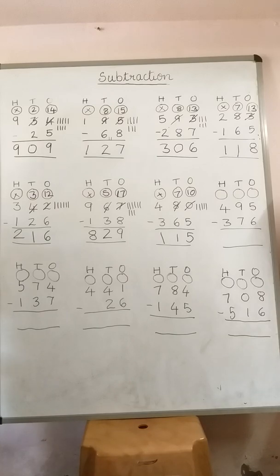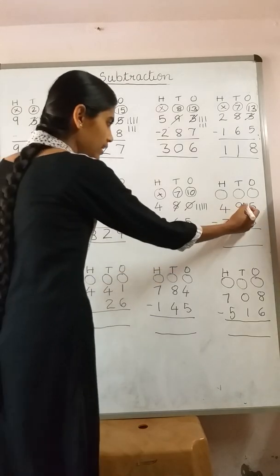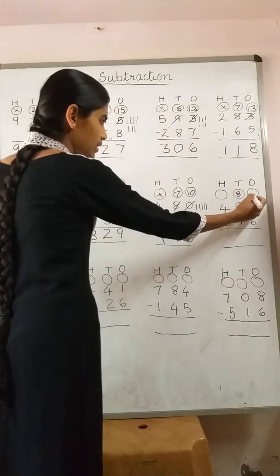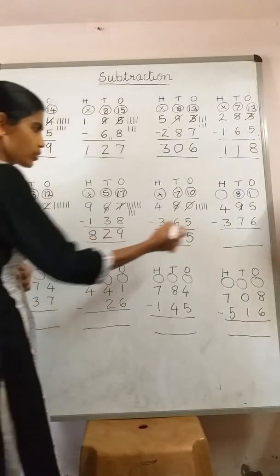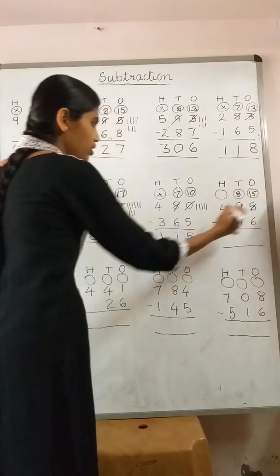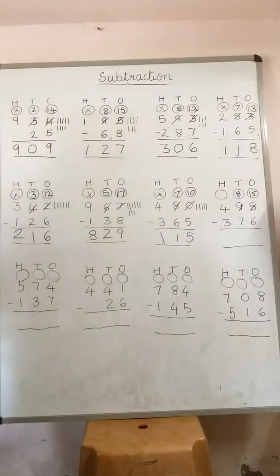495 minus 376. For the ones place you see there is 5 and 6. It's not possible to take out 6 lines from 5 lines. Strike out 9, write here 8. Okay, 1 borrowed. So strike out 5 right here. So the number is 15.